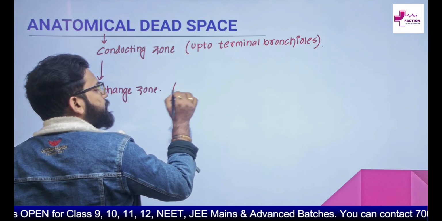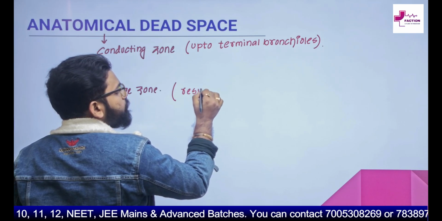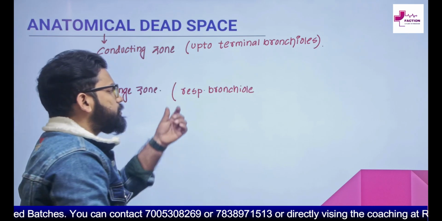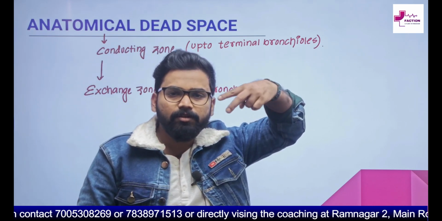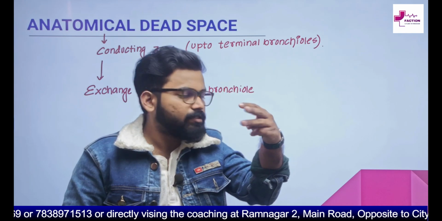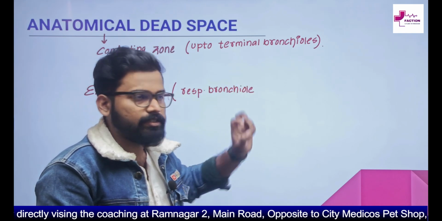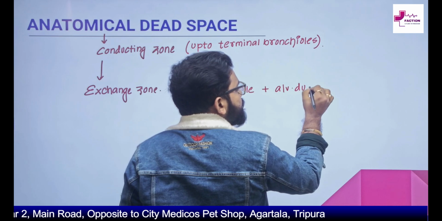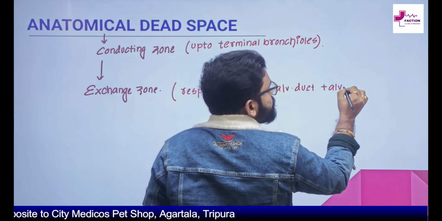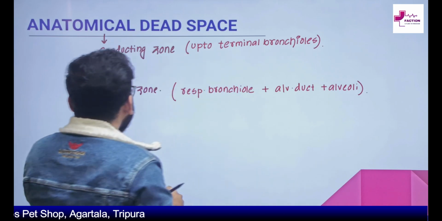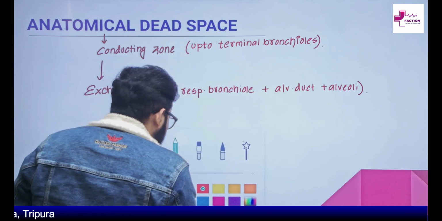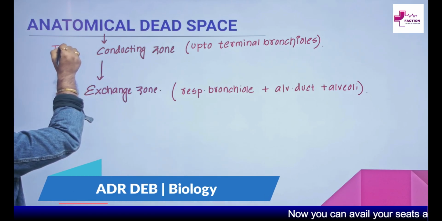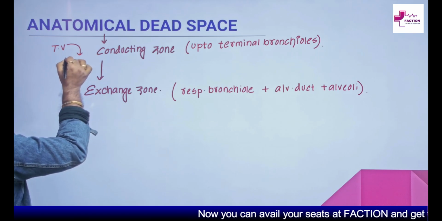And this is a zone that includes the respiratory bronchiole, although the respiratory bronchiole is not given in our book. There are three bronchioles: initial bronchiole, terminal bronchiole, and respiratory bronchiole. The respiratory bronchiole is not given, I think, in the NCERT. So this includes the respiratory bronchiole plus the alveolar duct and the alveoli, where exchange actually occurs. During tidal volume, we inhale how much? 500 ml.